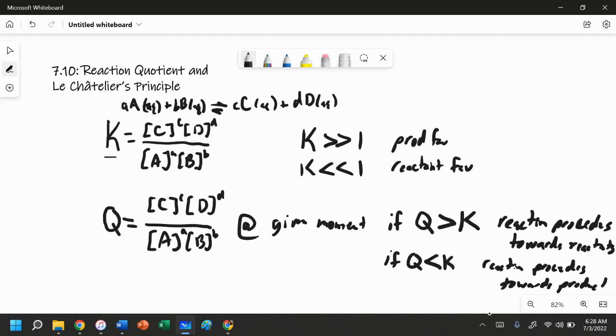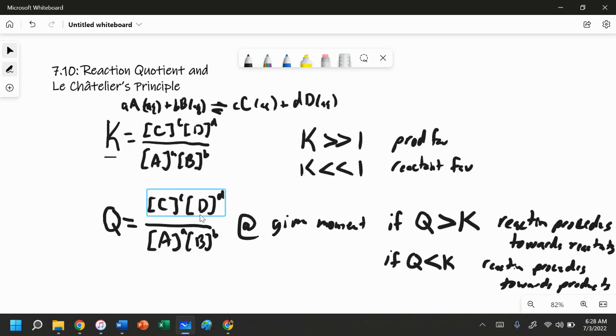If we calculate Q and Q is less than K, then the reaction proceeds towards the products. And why is that? That's because now our denominator is too large. Q is less than K, that means our denominator is too large, and the denominator is the reactants. So if there's too many reactants, the reactants will react with each other and the reaction will proceed towards the products.